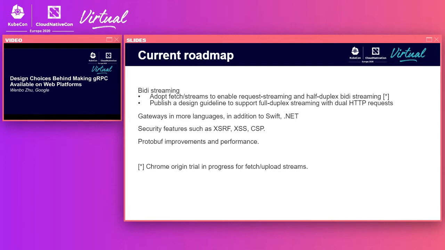At the same time, we're adding more support in the so-called gateways, so that if you choose to support gRPC Web without using Envoy, you're able to do that. Today, there's already Swift and .NET support using Swift's and .NET's native HTTP web frameworks. It seems to work really seamlessly. We like that, and we want to extend this support to more languages. Also, for things like security features, we really want to rely on the language-specific web platforms to provide such support. And the last thing is protobuf improvement and performance.